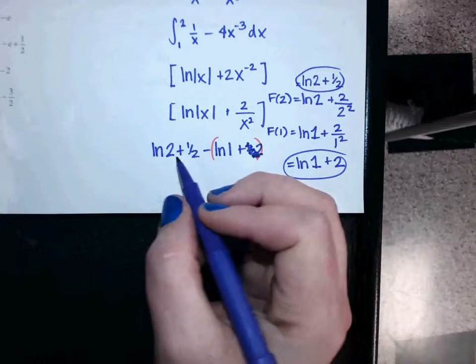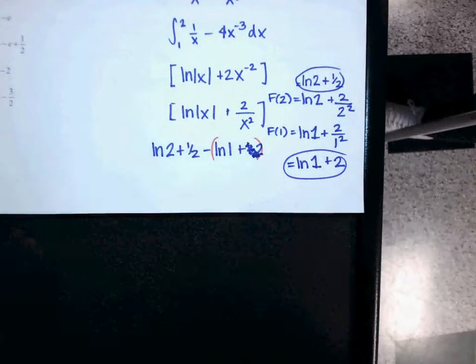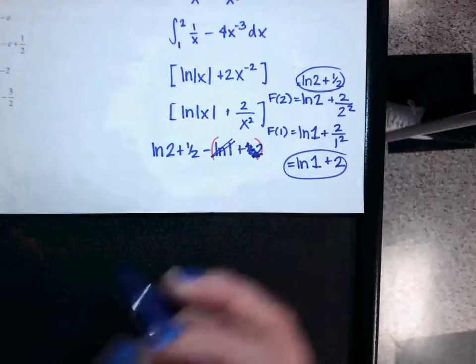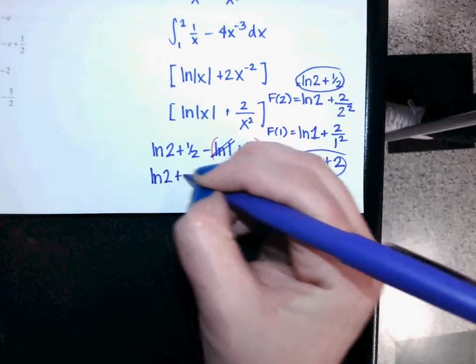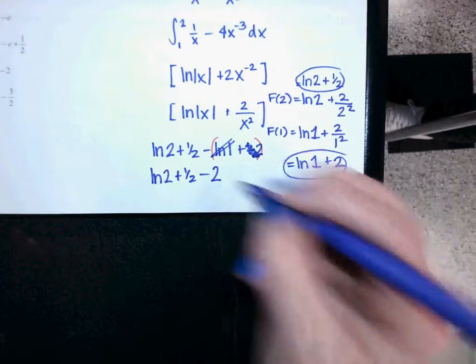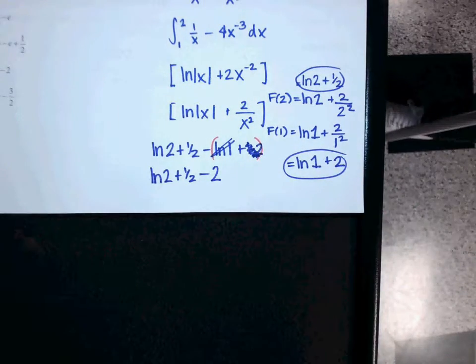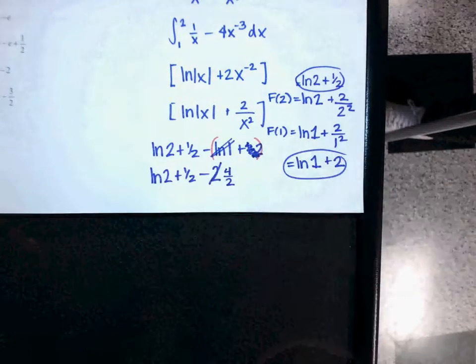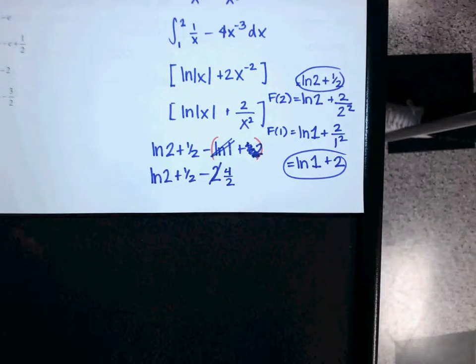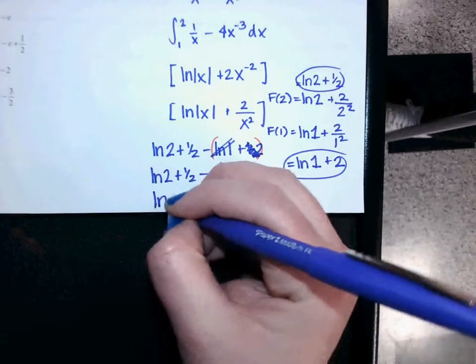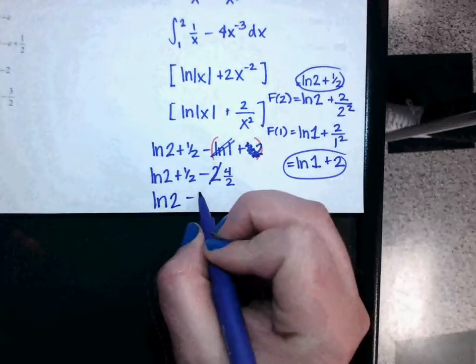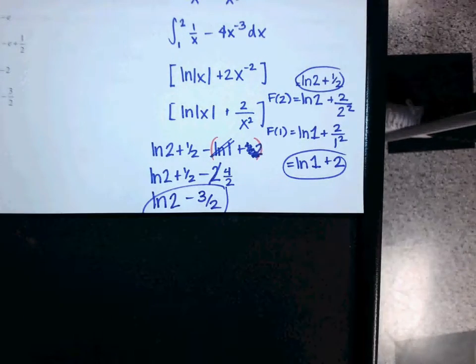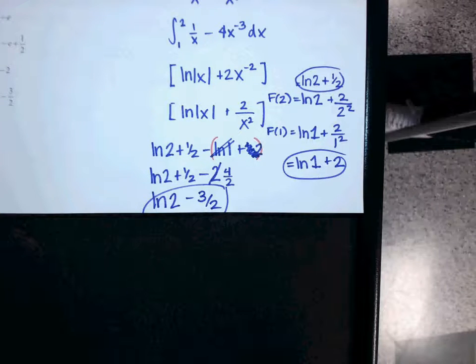Okay, then from there, what is the ln of 1? Do you remember? So really, that's the ln of 2 plus a half, and then minus 2. Okay, 2 is the same as 4 halves. So I'm going to rewrite that as 4 over 2. And then what is a half minus 4 halves? Minus 3 halves. Yeah? Okay? Remember that the ln of 1 is always 0.